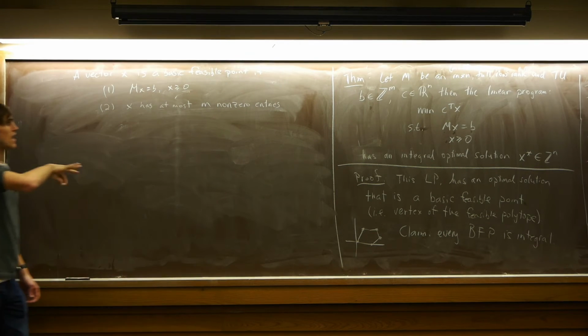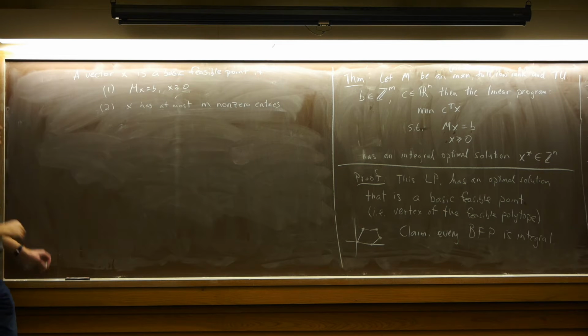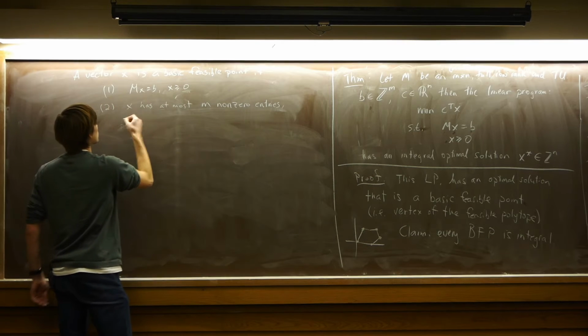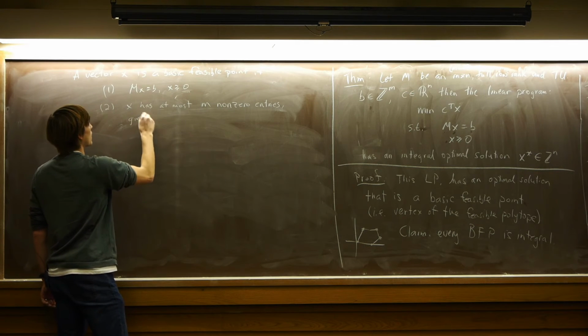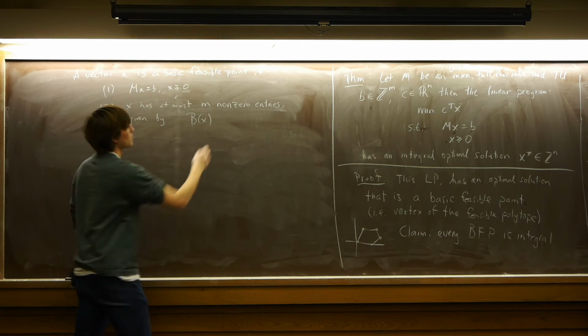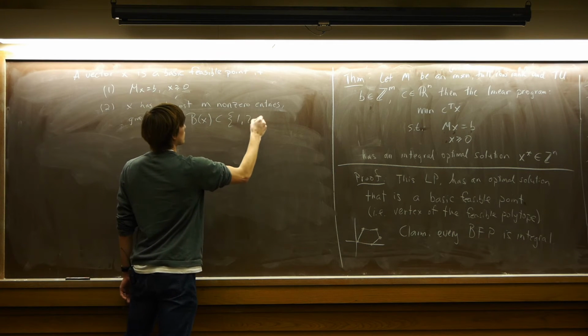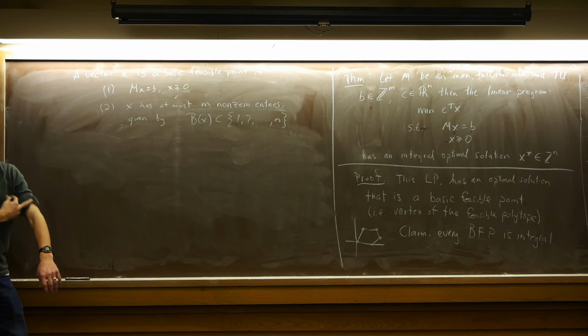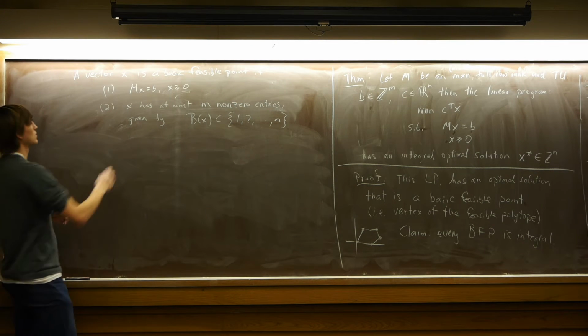And when we choose those m entries that are the non-zero entries, then we're going to say they correspond to, we say they're given by script B of x, which is just a subset of those integers, just the entries of the non-zero values in x.